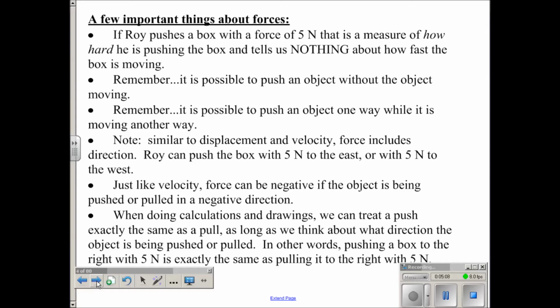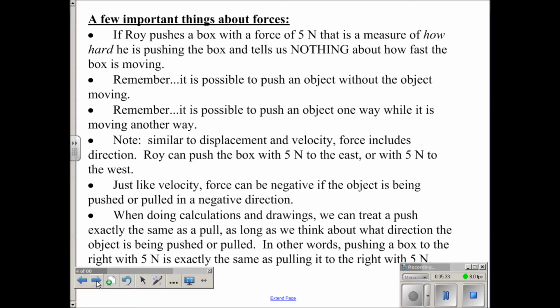Okay. Remember, it's possible to push an object one way while it's moving in another way. If you imagine something rolling forwards and you try to stop it, maybe like a heavy shopping cart, it's going to be rolling forwards while you push it backwards. And for a brief amount of time, it'll still be rolling forwards and slowing down because you're pushing it backwards. Okay.